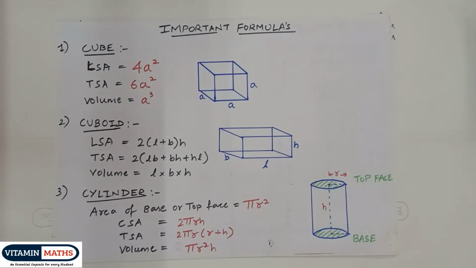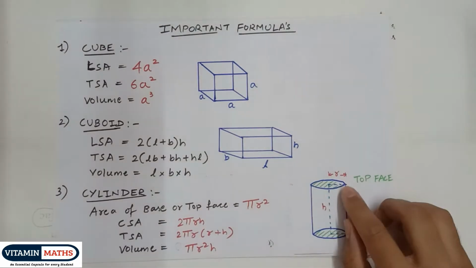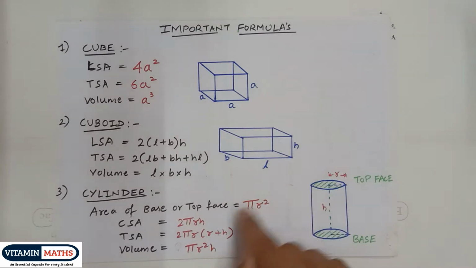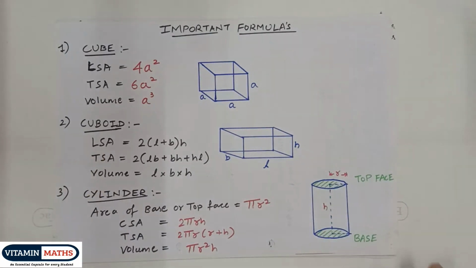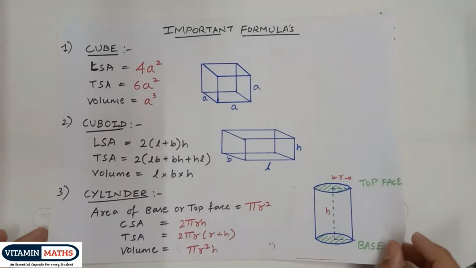volume L into B into H. Cylinder: area of base or top face is pi r square because it is a circle there. CSA 2 pi r h, TSA 2 pi r into (r plus h), volume pi r square h. Just take the screenshot of this formula list.